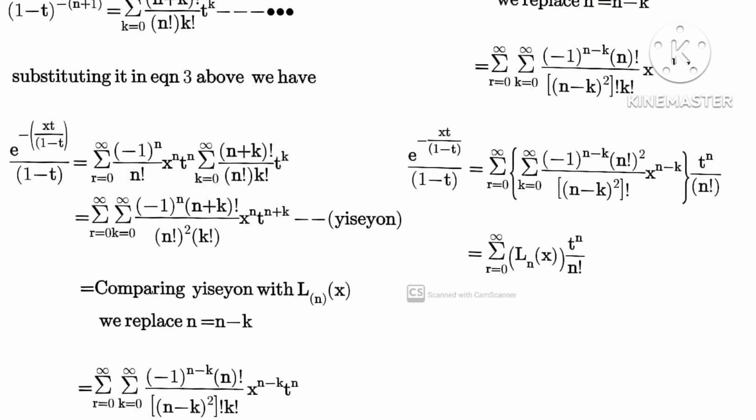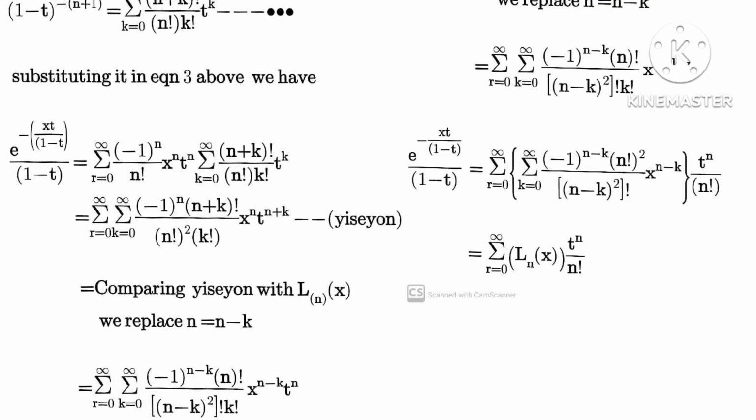Then when we substitute it back in equation 3, we only look for the value for 1 minus t raised to power minus n plus 1. So on substituting it back, we have it to be the summation of summation, n equals to 0, k equals to 0, then n plus k, s raised to power n, t raised to power k. So let's represent that equation as equation 4.